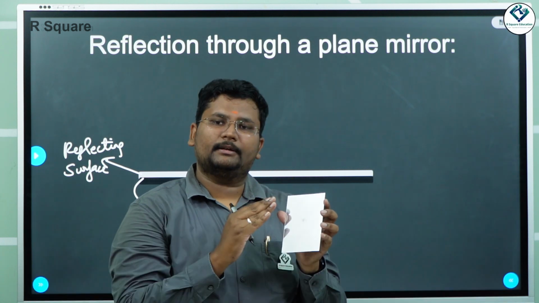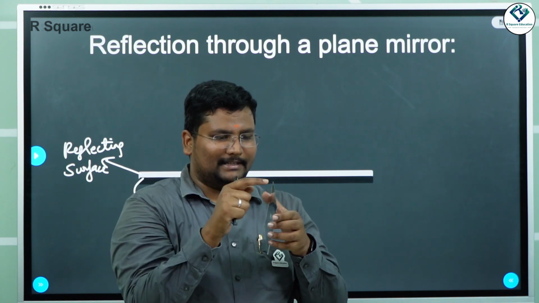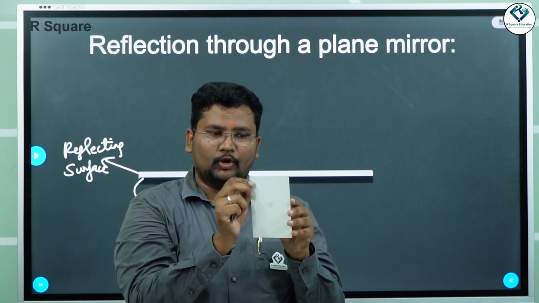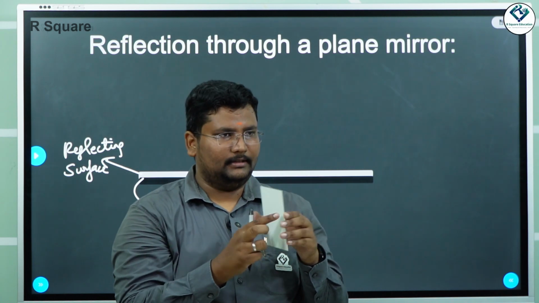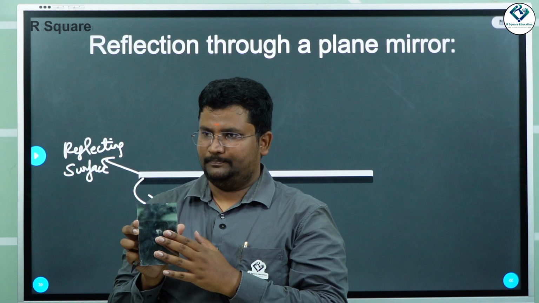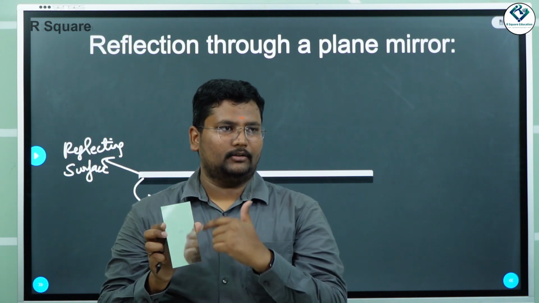So this mirror is made by using glass only. They will take a thin sheet of glass and then they will coat it with silver nitrate on the other side. If this is coated with silver nitrate, the other side will become a reflecting surface. Is that clear? So this is nothing but a plane mirror because it is only flat.